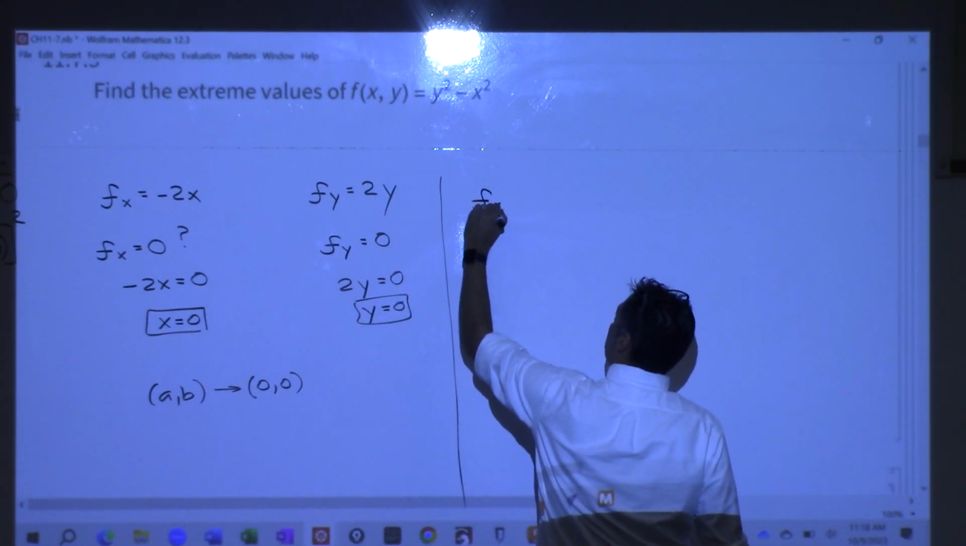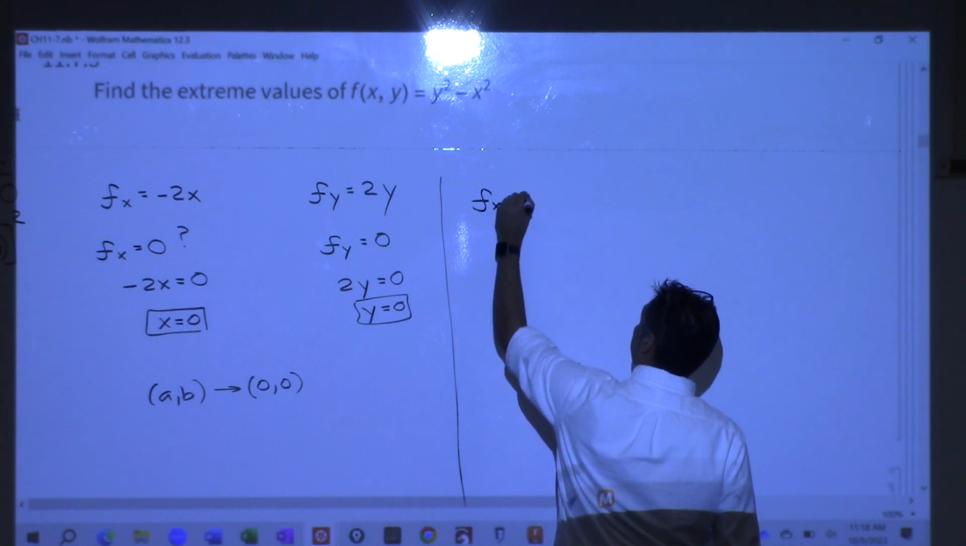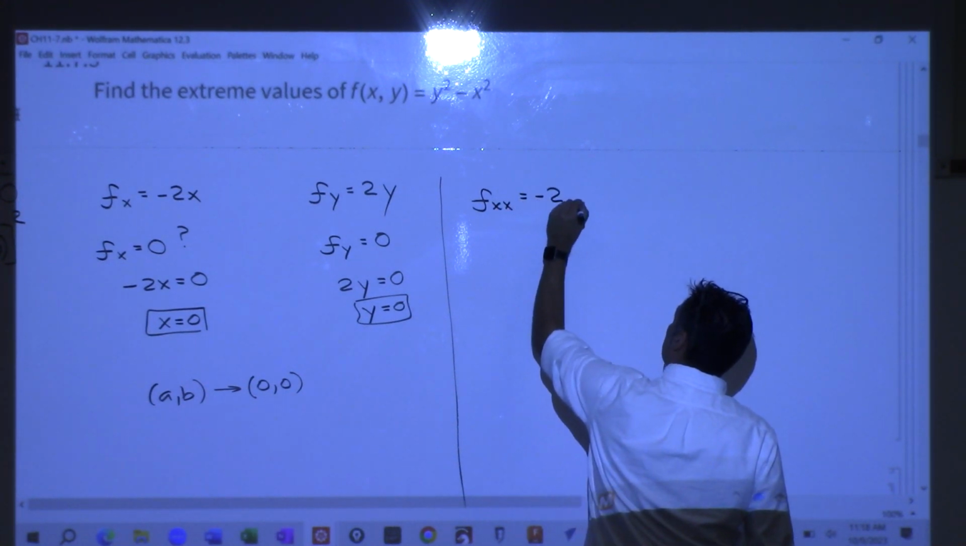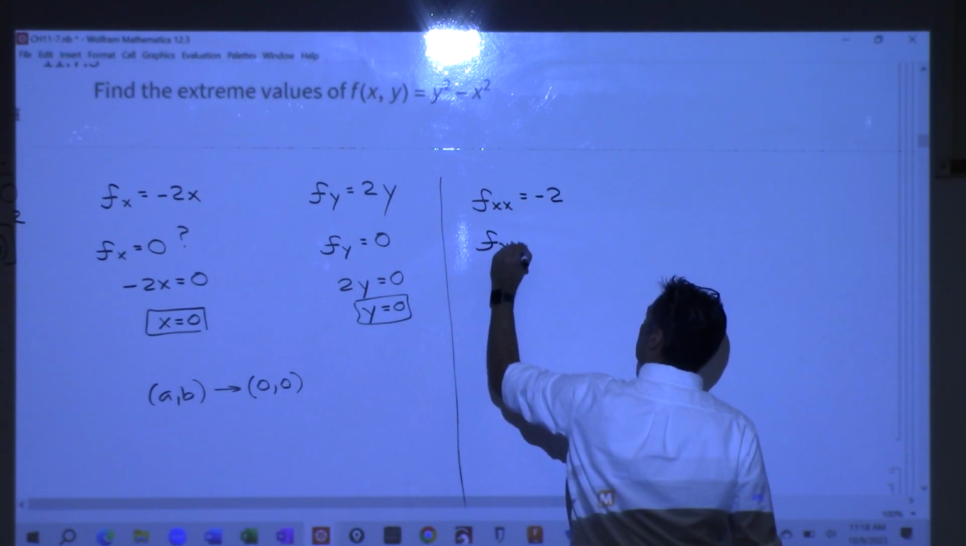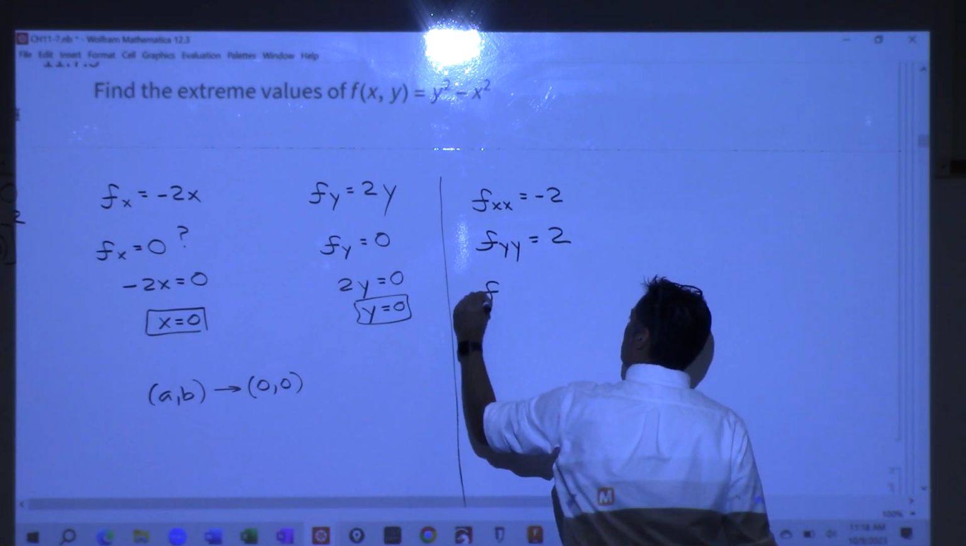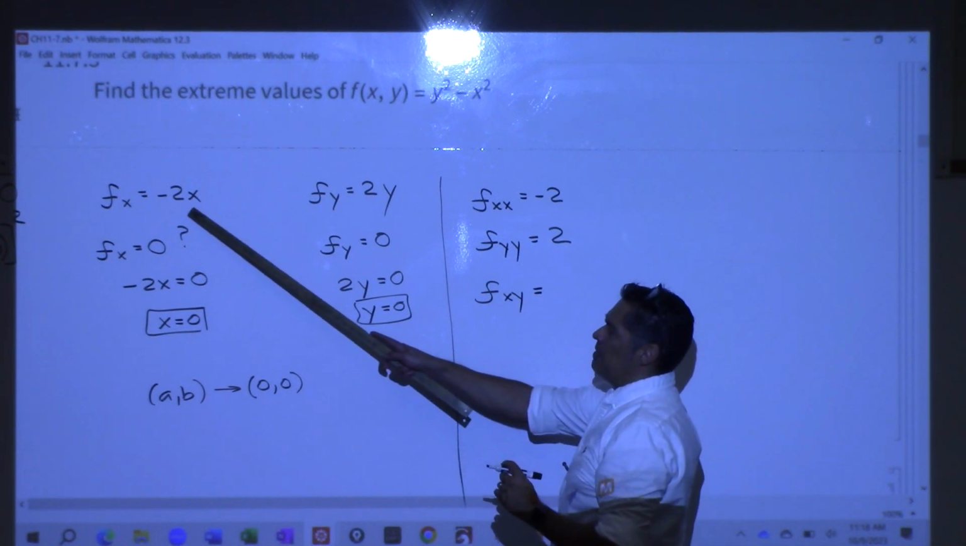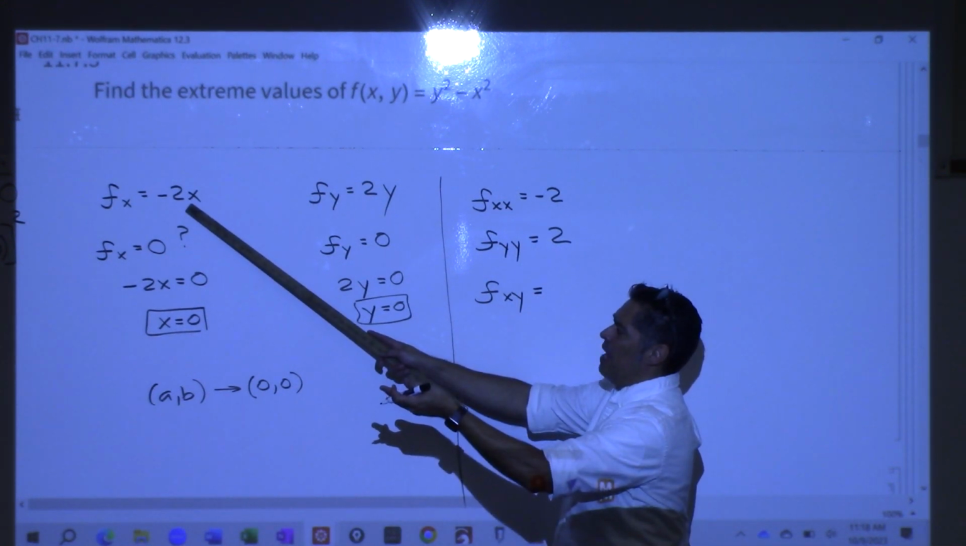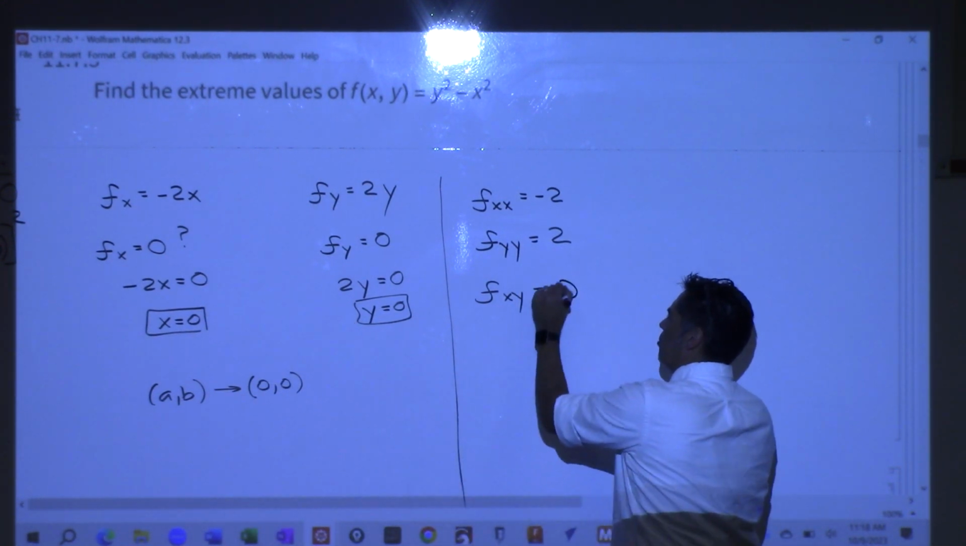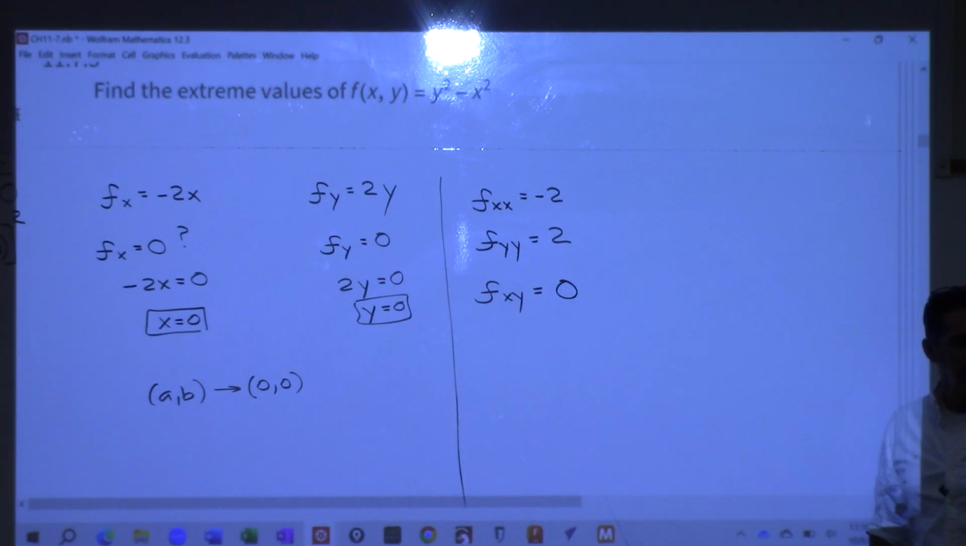What's the partial with respect to x twice? Negative 2. What's the partial with respect to y twice? 2. What's the partial with respect to x then y? Well, here's a partial with respect to x, right? Now take the derivative of that with respect to y. 0, because you're treating x like a constant. Right? Everyone understand those three?